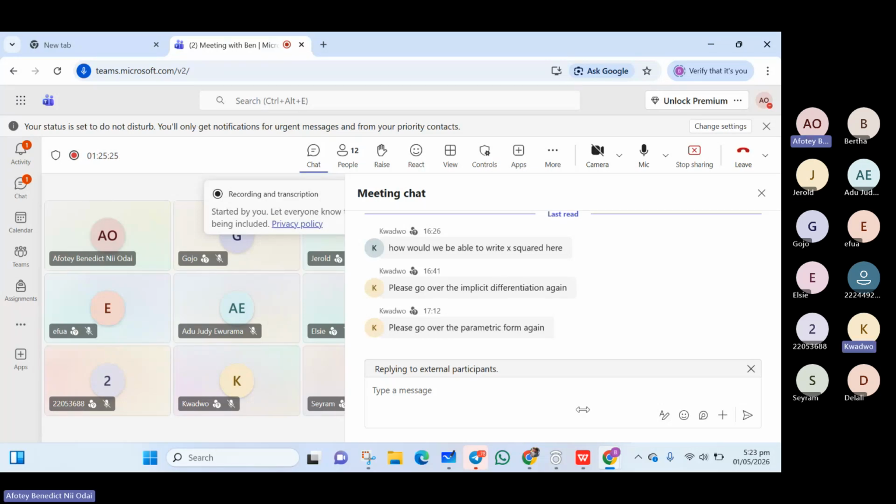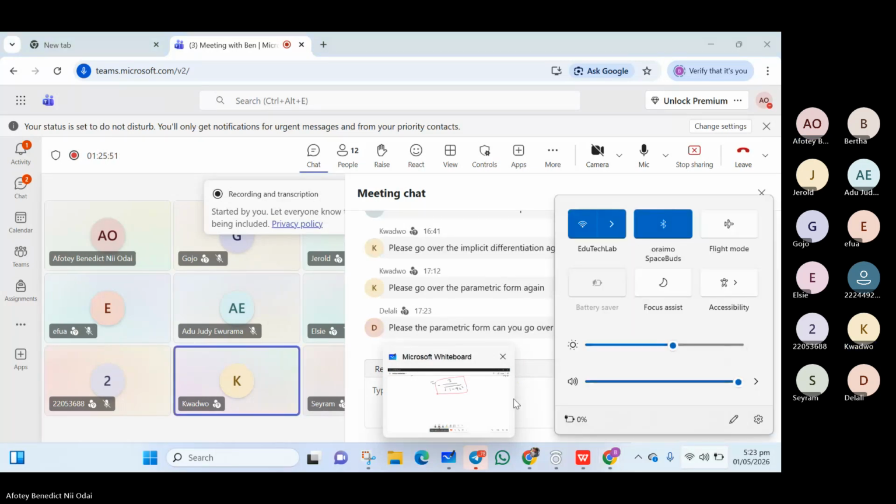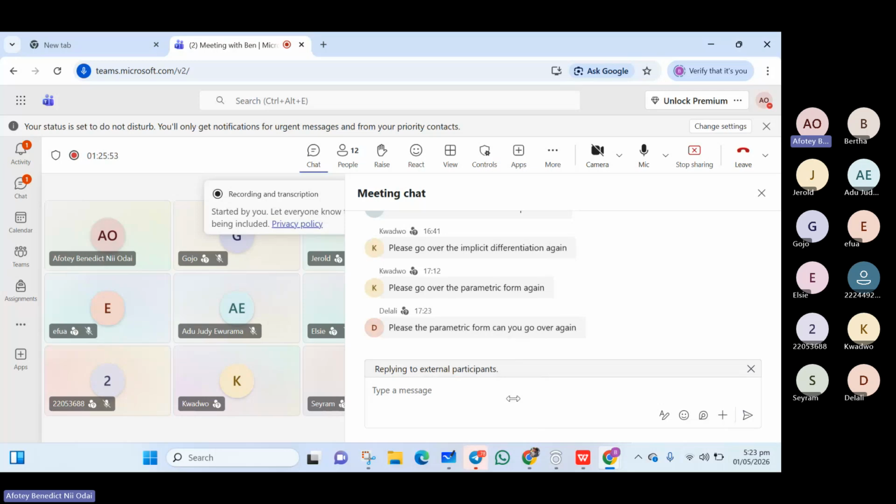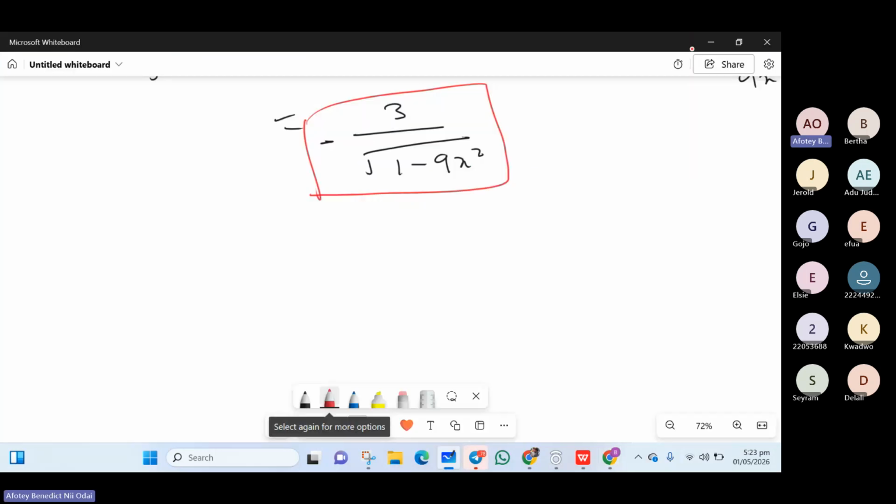Go over the parametric. Do you want me to go over it one more time or it's okay? Hello, Kojo. Okay, inverse trig again, sure. Pardon me, please. Inverse trig rather. Yes, and the parametric too. Parametric form. Okay. So let me go over the parametric form.